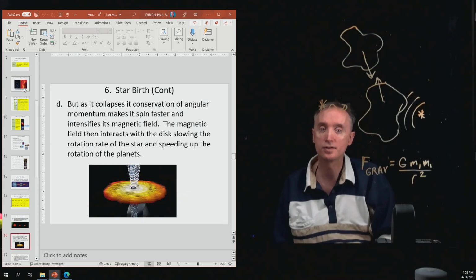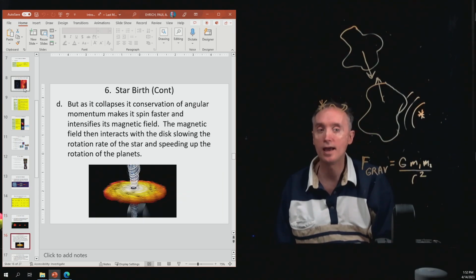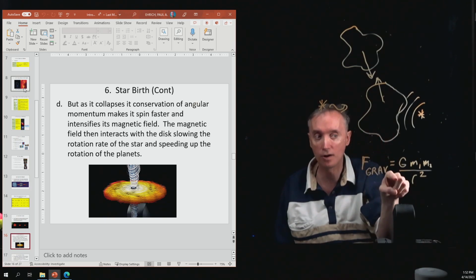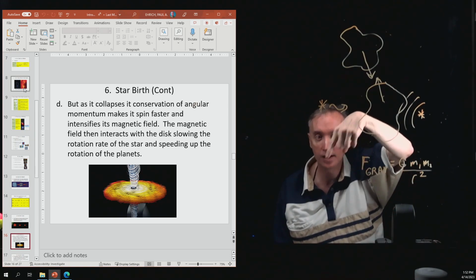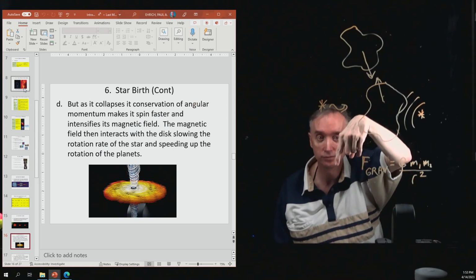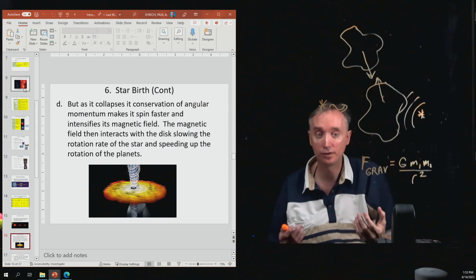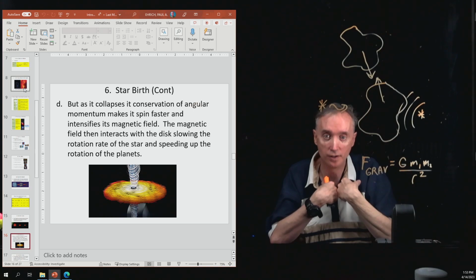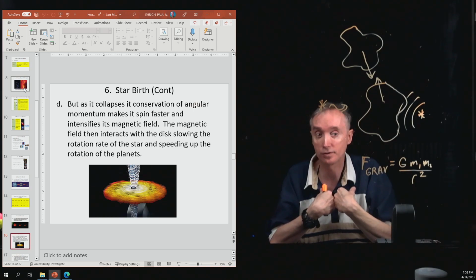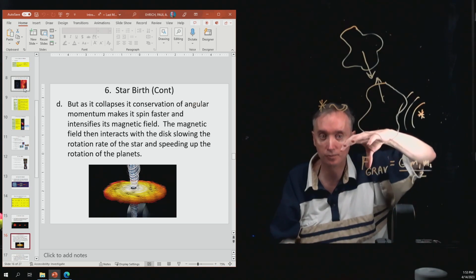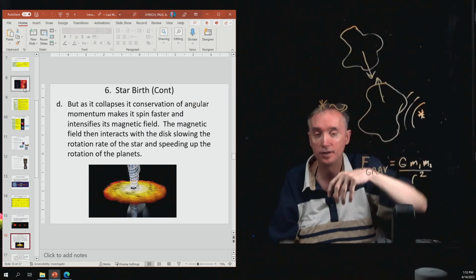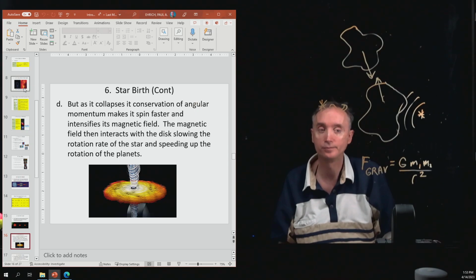Okay, let's take a look at this one here. As this cloud is collapsing, the radius R is getting smaller, and it's spinning faster and faster because of angular momentum. So the ice skater, when they bring in their arms, spins faster and faster. So this protostar, the thing that's going to turn into the star, is going to begin to spin faster.